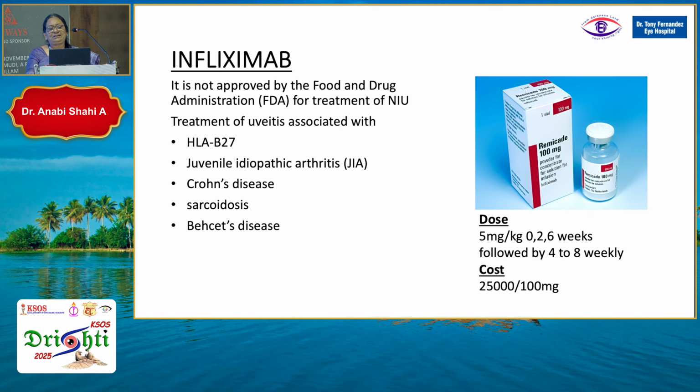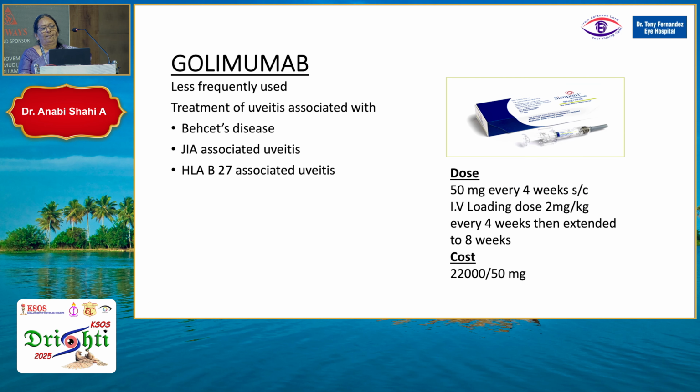Next drug is infliximab. It is not approved by FDA for treatment of non-infectious uveitis. The indications are almost similar, and the dose is 5 milligram per kilogram at week 0, 2 and 6, followed by 4 to 8 weekly. The cost is 25,000 for 100 milligram.